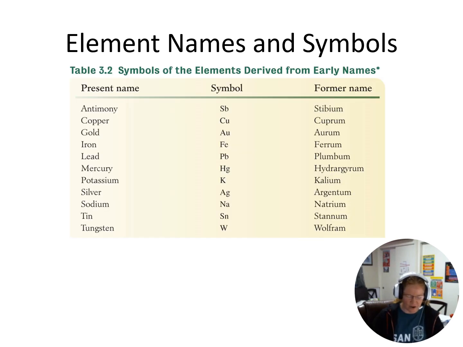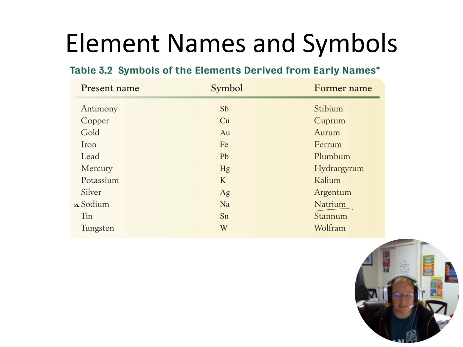Well, it's a holdover from these early names here. So sodium, right here, what we know it as today, was known as natrium. That's where the Na comes from. So antimony, copper, gold, iron, lead, mercury, potassium, silver, sodium, tin, tungsten, all of those, we still use a symbol that's been derived from its former or Latin name.